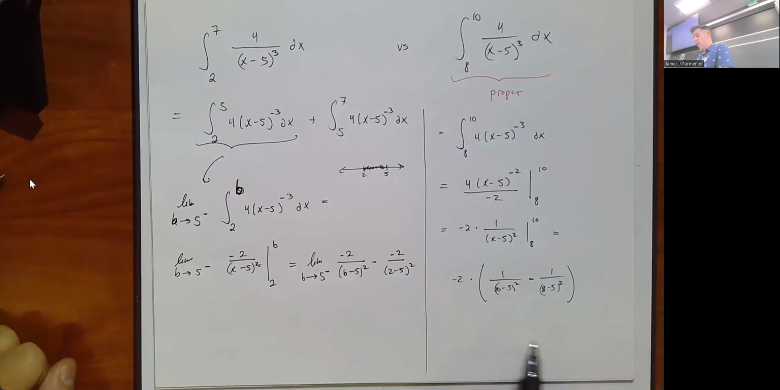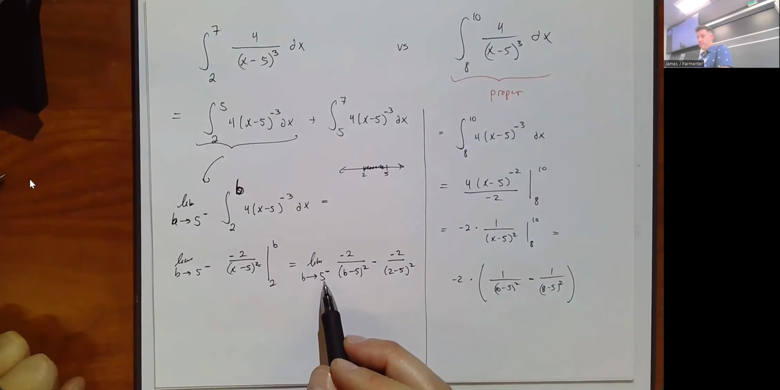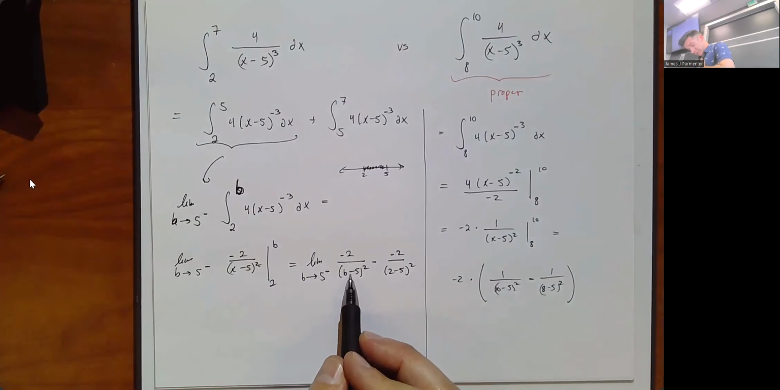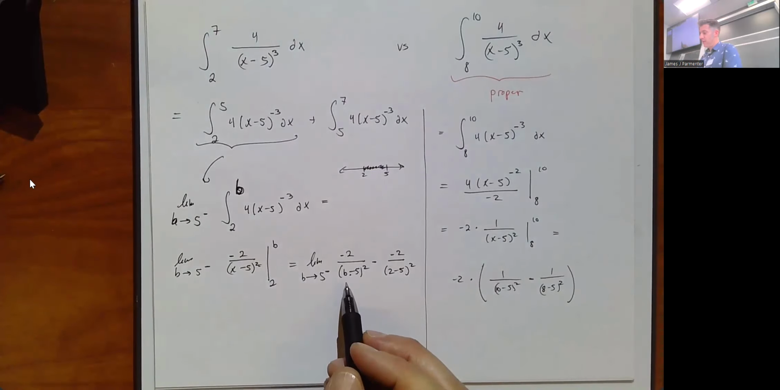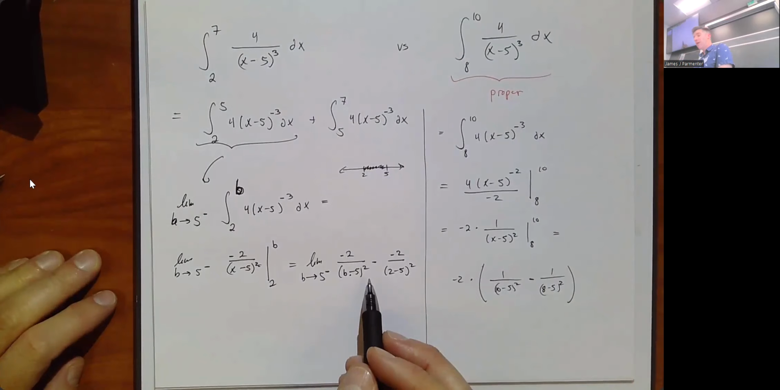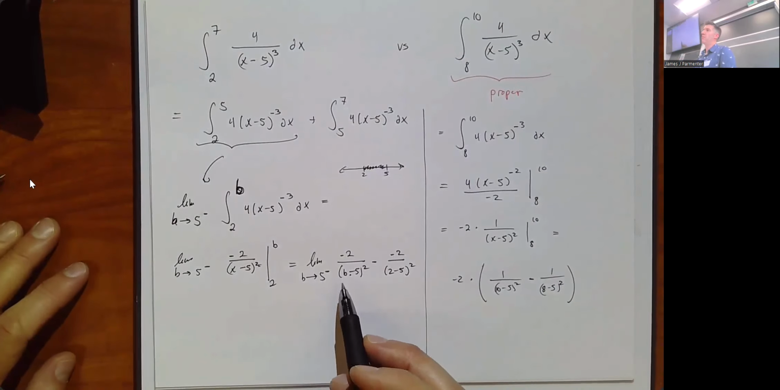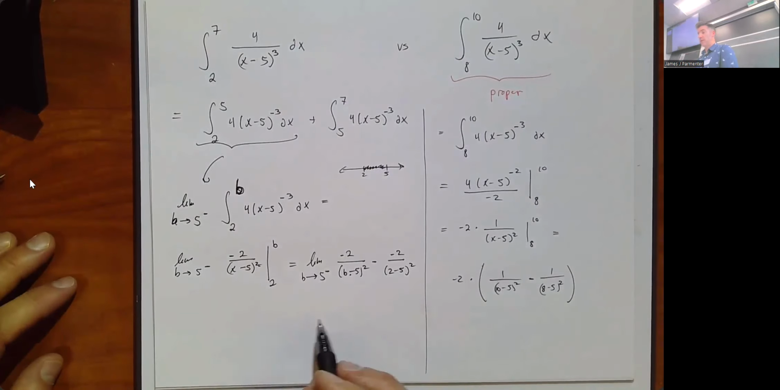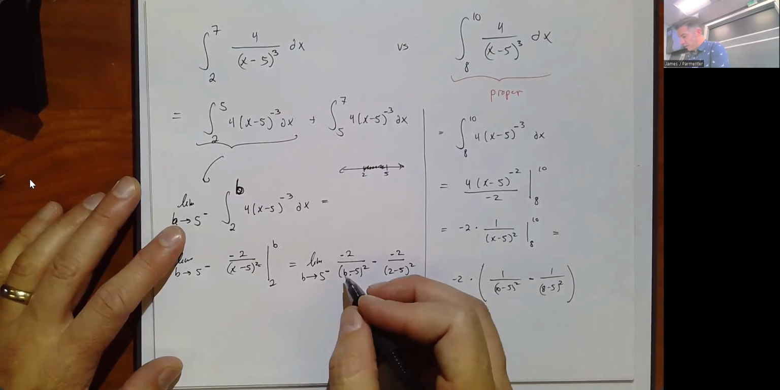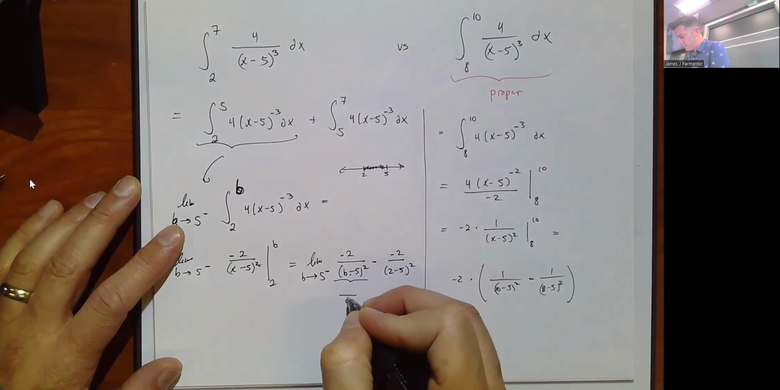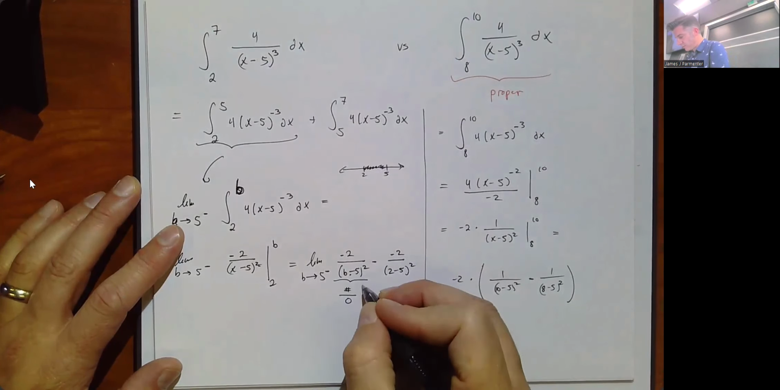Okay, so if I plug in B equal to 5, what's 5 minus 5? Oh, geez, excuse me. 5 minus 5 is 0. 0 squared is 0. And division by 0 is a bummer. It means the integral diverges. So this part here means we're going to get division by 0. So we're going to diverge.